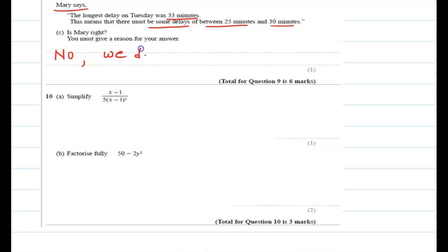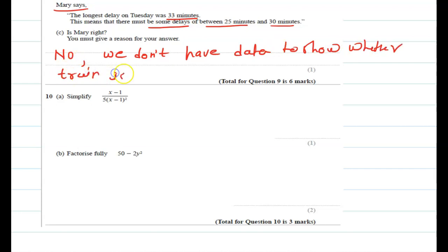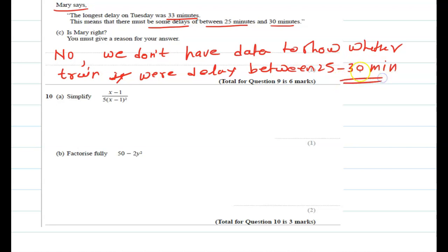We don't have data to show whether trains were delayed between 25 and 30 minutes. Yeah, between 25 and 30 minutes, right?